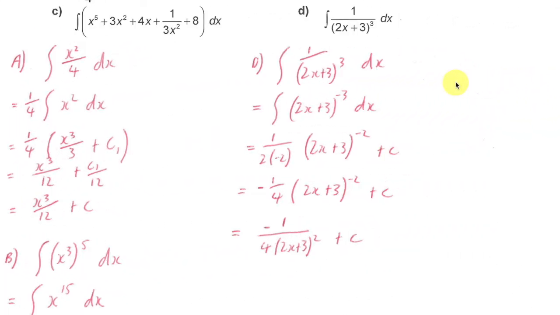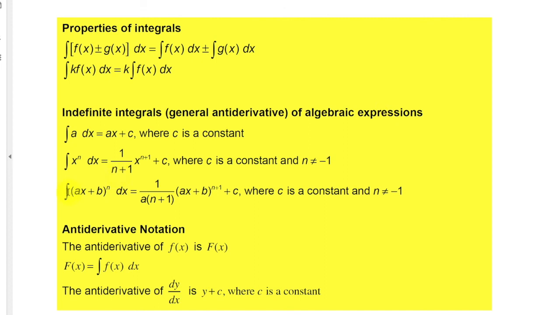Indeed, it looks a little bit confusing. You've got the antiderivative of 1 over the linear factor 2x plus 3 raised to the power 3 with respect to x. Our first move is to bring the bottom part of the fraction to the top, which means that we write it as 2x plus 3 and we change the sign of the power so it becomes negative 3. Now at this stage we have to make use of this rule here.